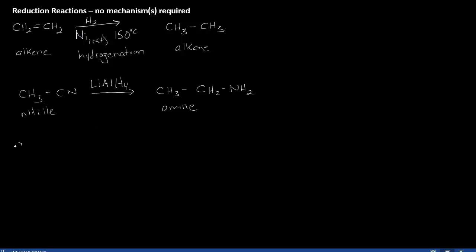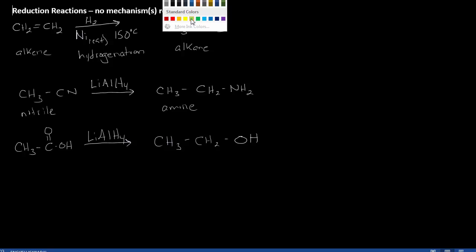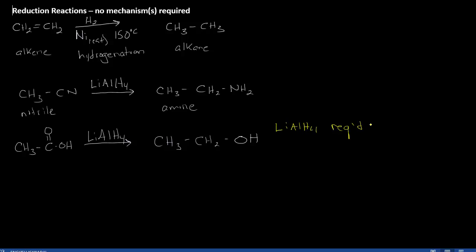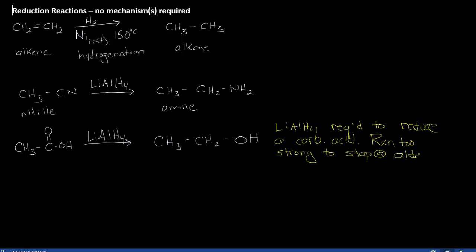Alright, next up that we would have seen would be the conversion of a carboxylic acid to the corresponding primary alcohol. Right, this requires lithium aluminum hydride again, and it proceeds so vigorously that the aldehyde, that would be the intermediate step here, can't be isolated.